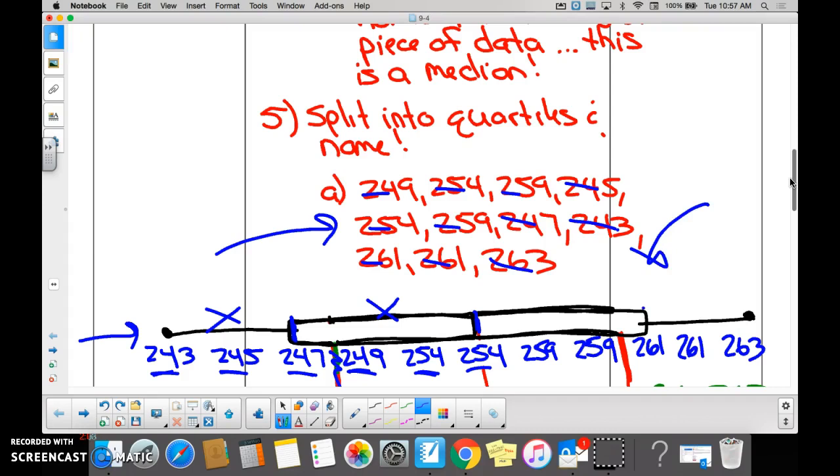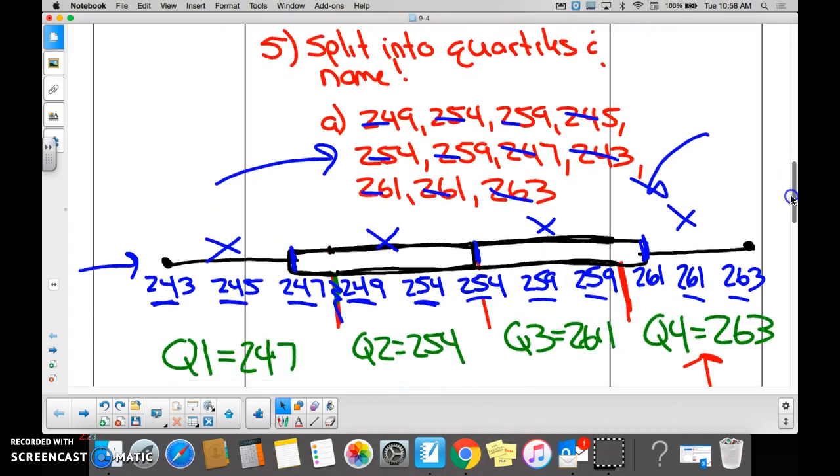We found the median at a 261. Because we had a 259, a 259, a 261, 263. So the middle was the 261. So that was the third quartile. This is the fourth quartile. Yes, no? Okay.